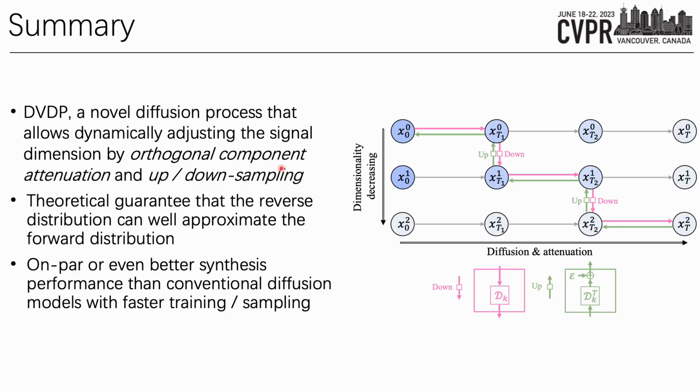Now let's give a brief summary. In this work, we propose DVDP, a novel diffusion process that allows dynamically adjusting the signal dimension by orthogonal component attenuation and up-down sampling. Theoretically, we prove that the reverse distribution can well approximate the forward distribution.